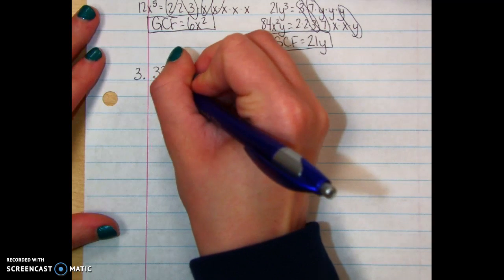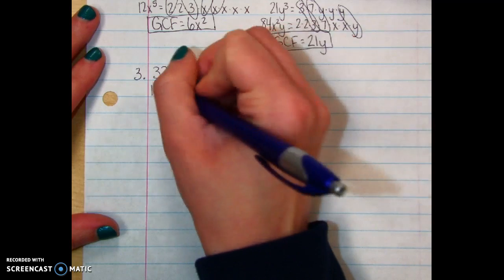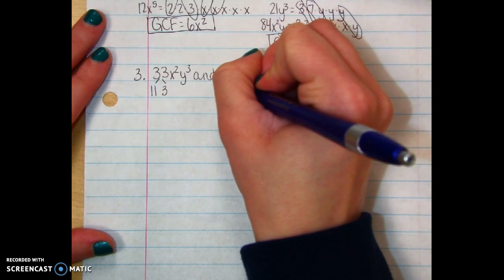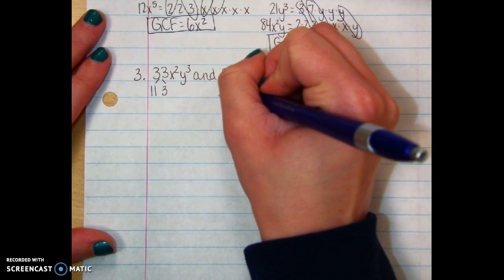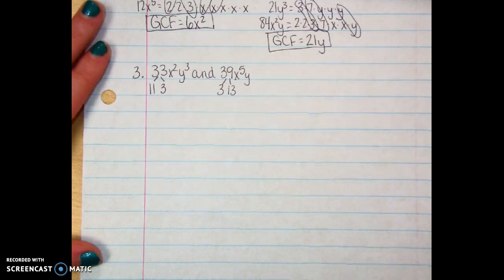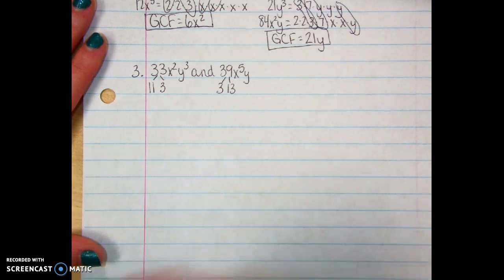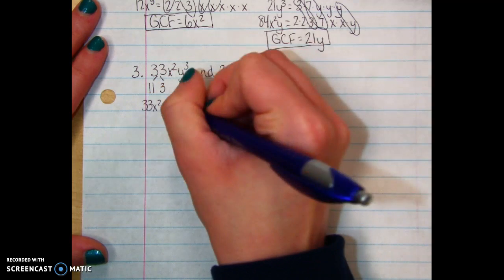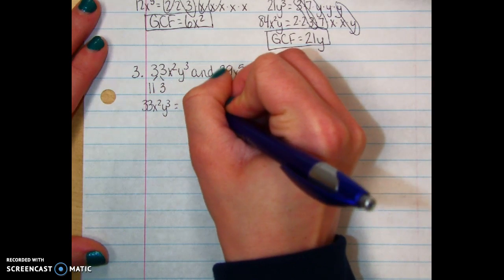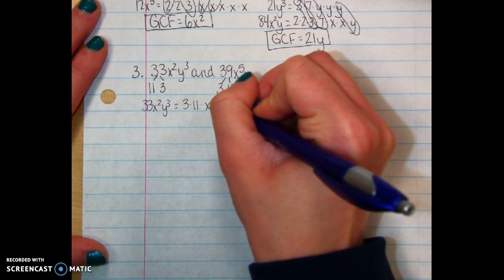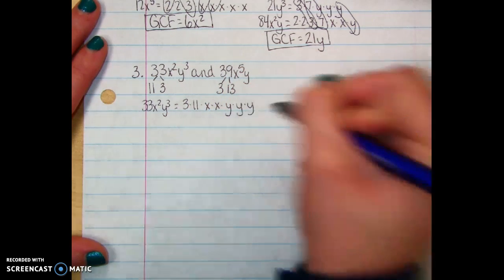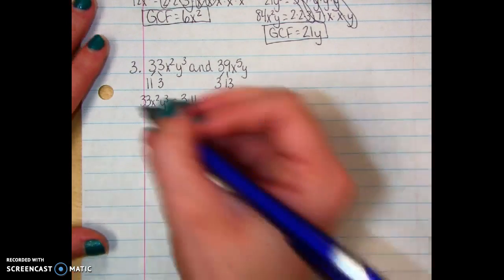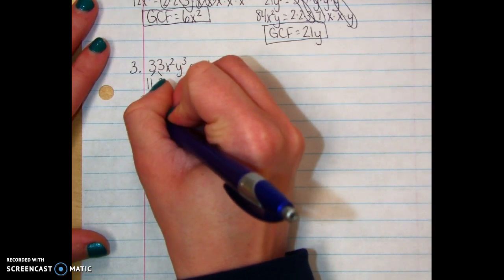33 is not a prime number. It is divisible by 11, and that's going to be 3 and 11. 39 is divisible by 3, and it goes in there 13 times. 13 is prime, so I'm done with that part of it. So for the 33x squared y cubed, that is 3 times 11 times x times x times y times y times y. I know it's a lot of work, but it'll get you the right answer, so I think it's kind of worth it.